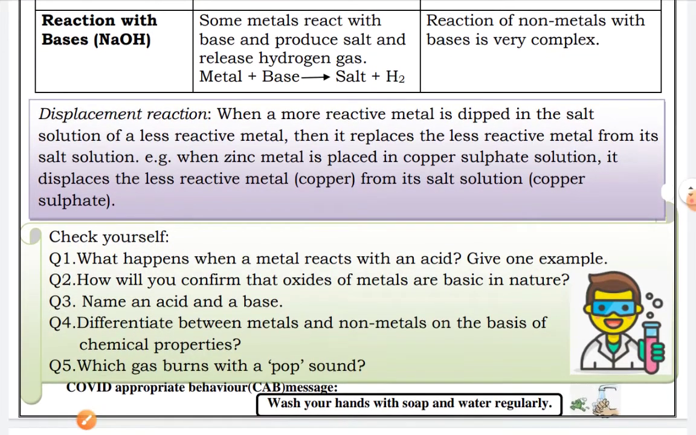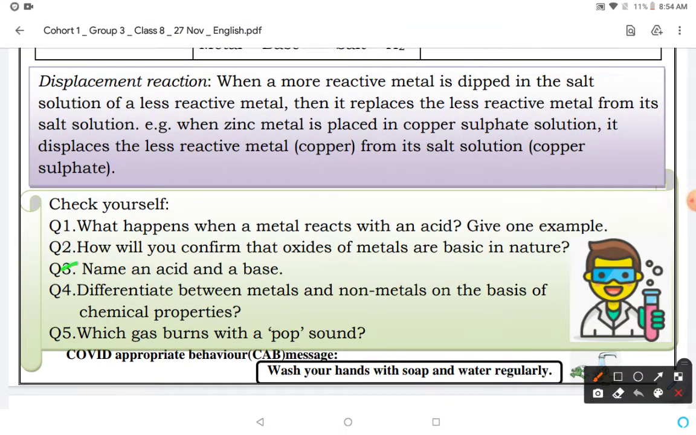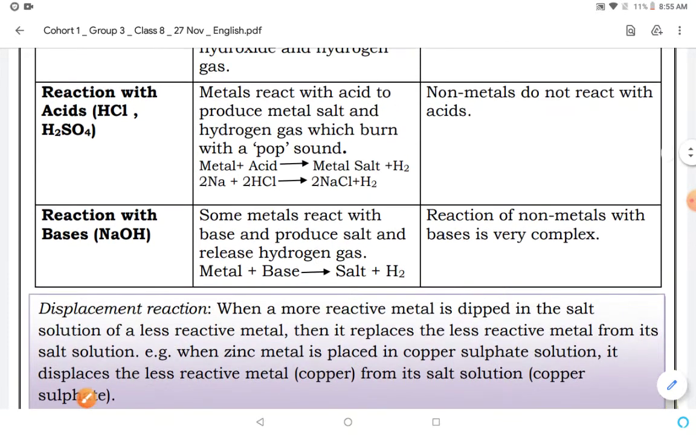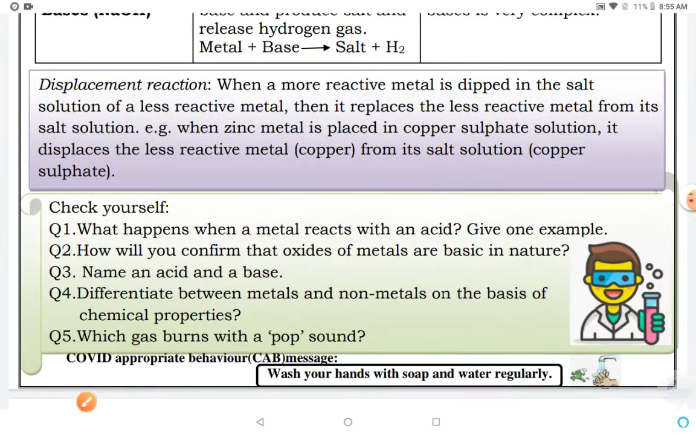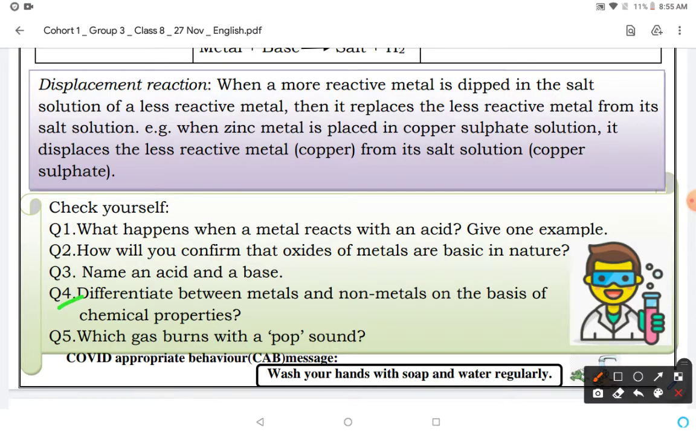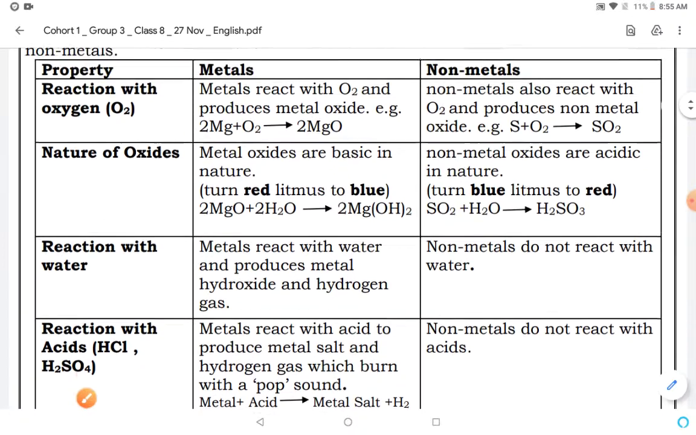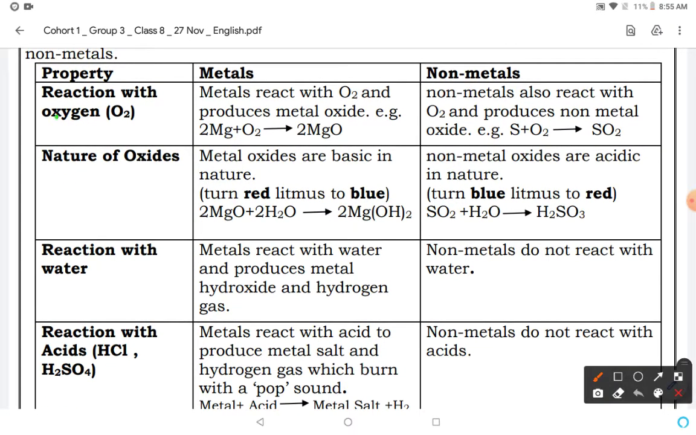Next question. Name an acid and a base. The answer of this question is, you should write HCl as acid, and sodium hydroxide is a base. Answer of question number 3. Now, fourth question. Differentiate between metal and non-metal on the basis of chemical property. You should write any 3 differences. Difference 1, difference 2, difference 3, from here to here. The answer of the fourth question.